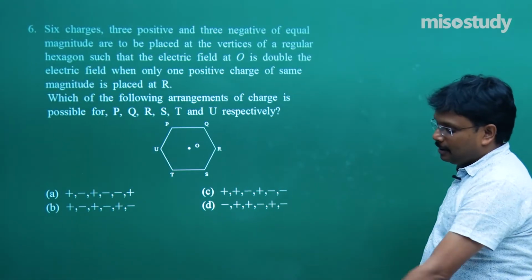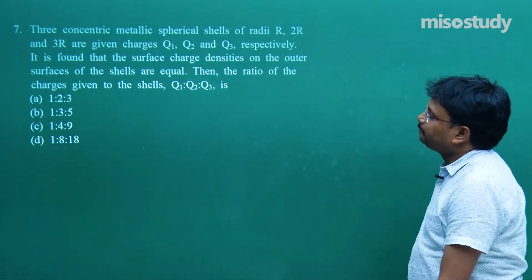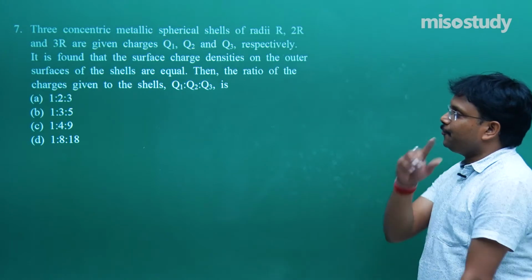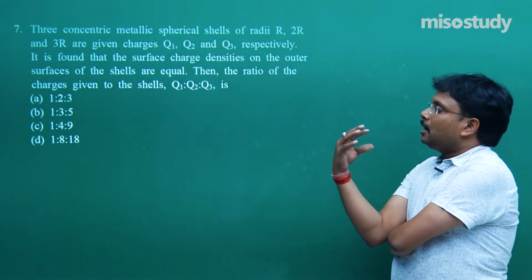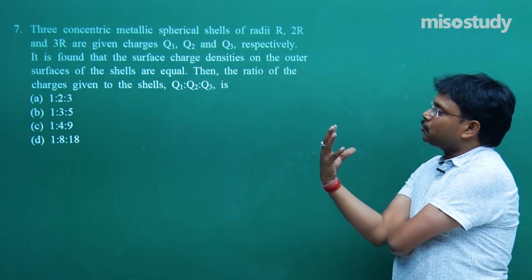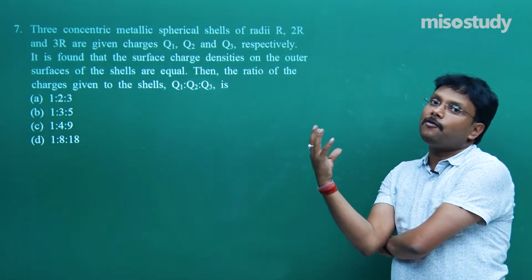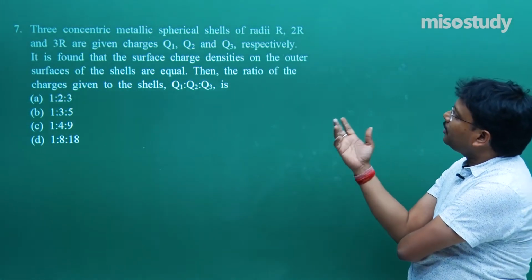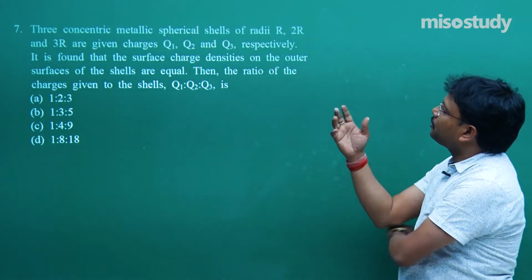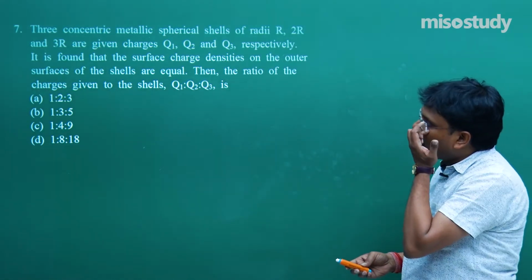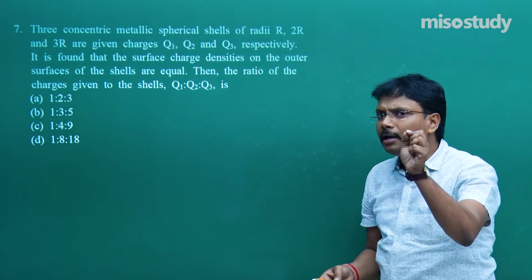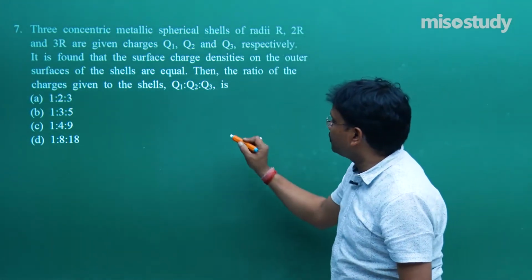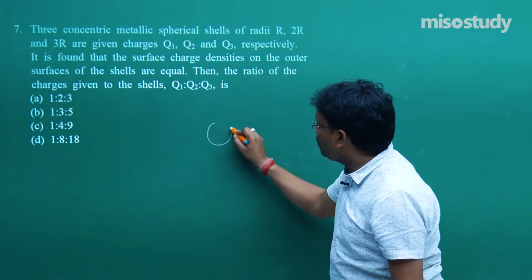Now let's say this next problem. Now this problem I picked specifically because sometimes it's quite difficult for students to visualize these type of questions. So let's try to understand. 3 concentric metallic spherical cells of radius r, 2r and 3r. So again your examination hall, your pen and rough sheet. Let's start.